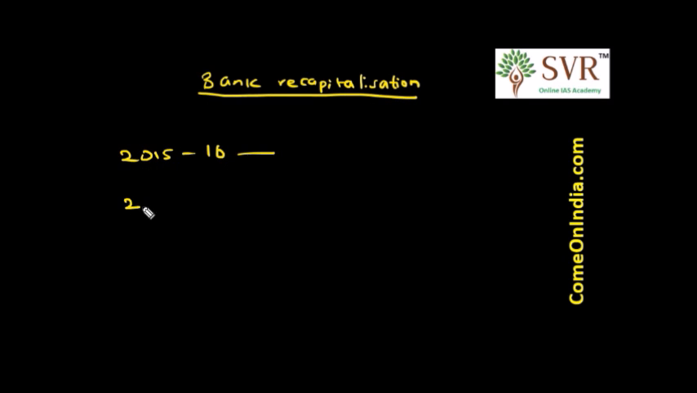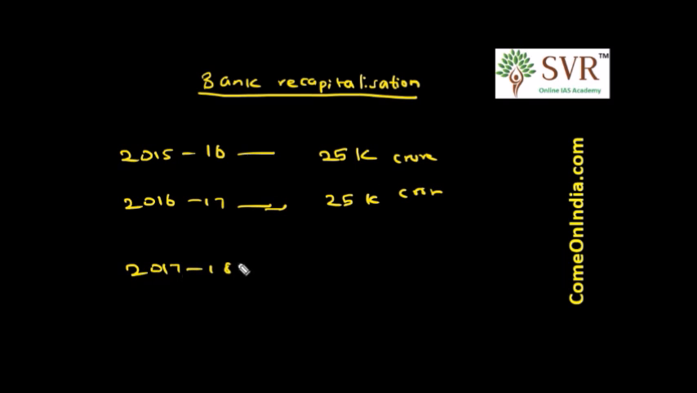The Government has released a bank recapitalization plan. How is the Government of India going to infuse money into the banking system? For 2015-16 and for 2016-17, 25,000 crore rupees will be infused into the banks by the Government of India, and in 17-18 and 18-19, the Government of India will infuse 10,000 crore rupees each year. It's a rough plan prepared by the Government of India.